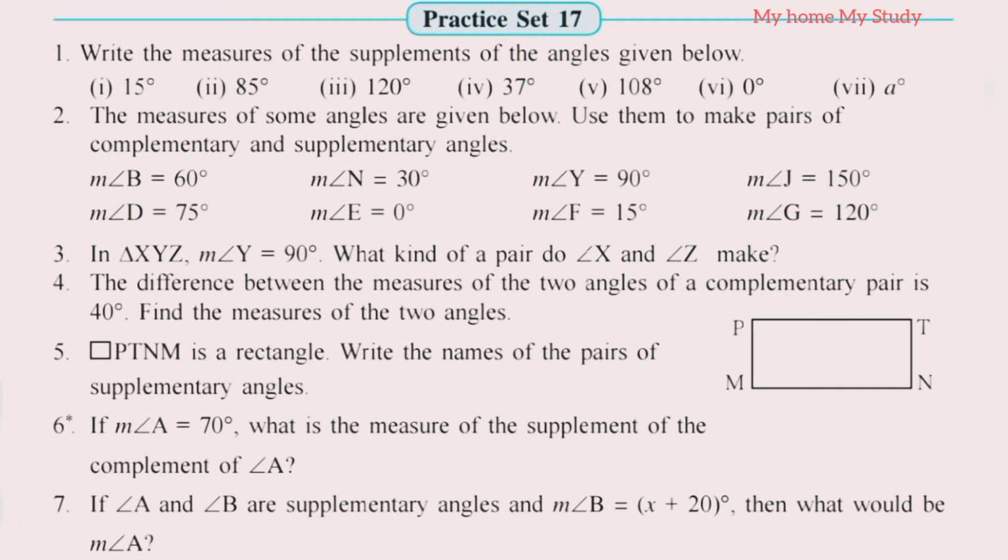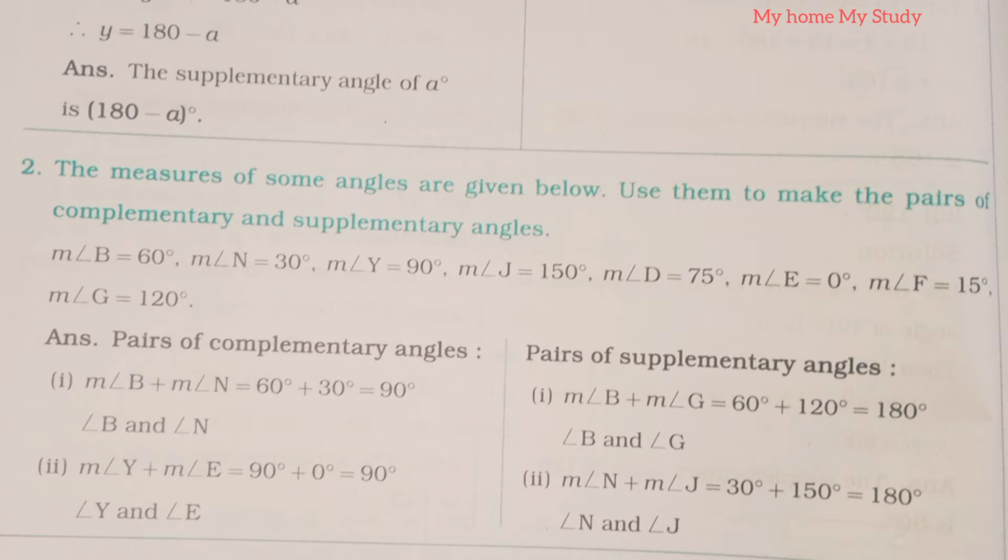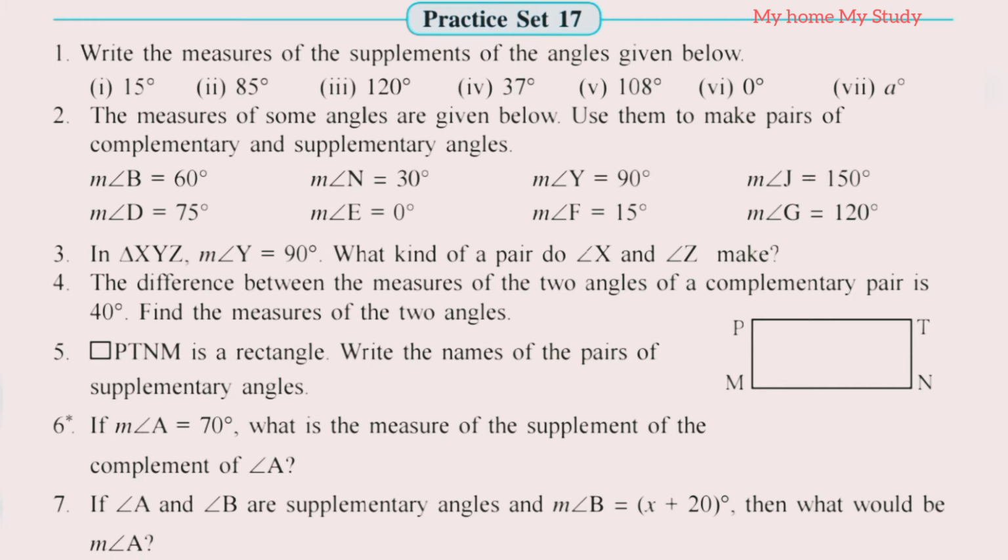Question 2, the measure of some angles are given below. Use them to make pairs of complementary and supplementary angles. Question number 3, in triangle XYZ, measure of angle Y is equal to 90 degree. What kind of a pair do angle X and angle Z make?